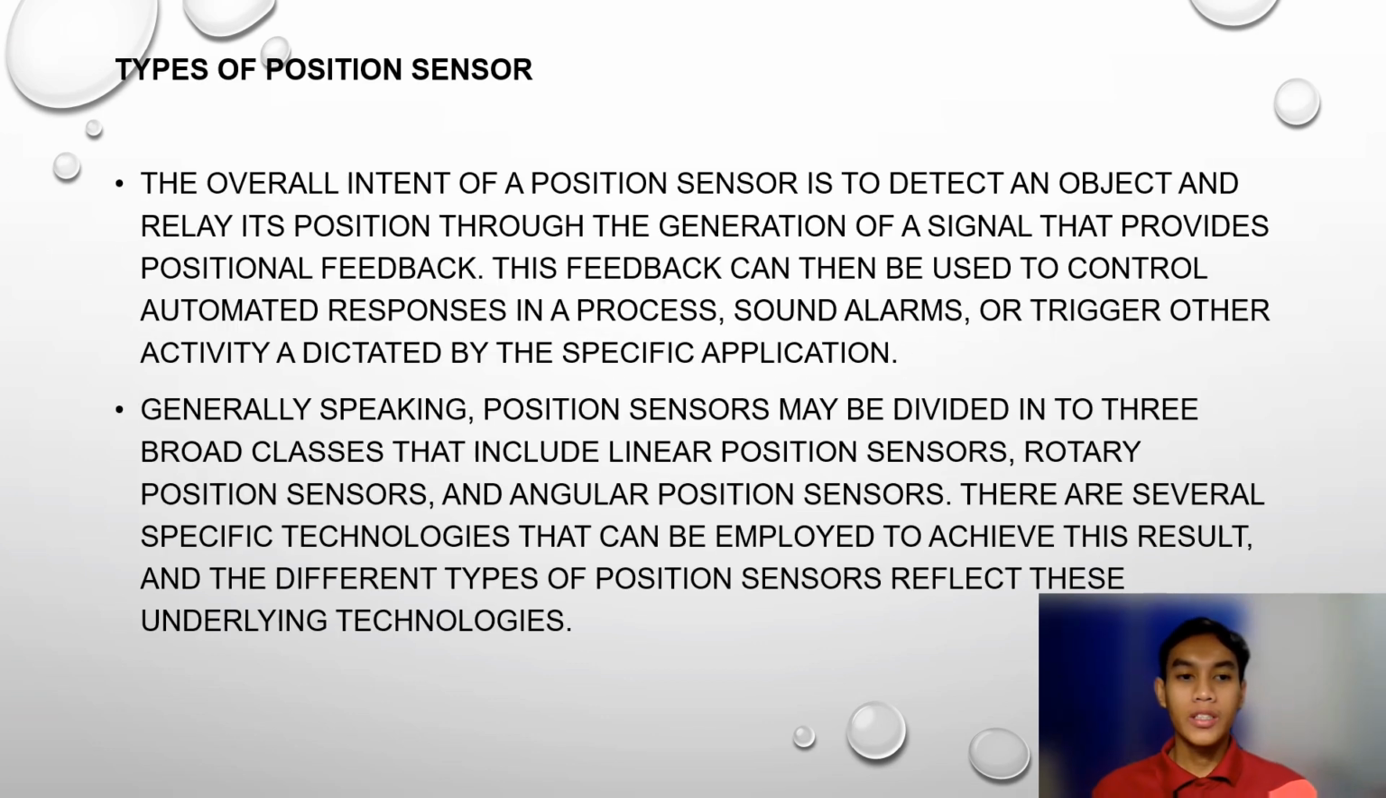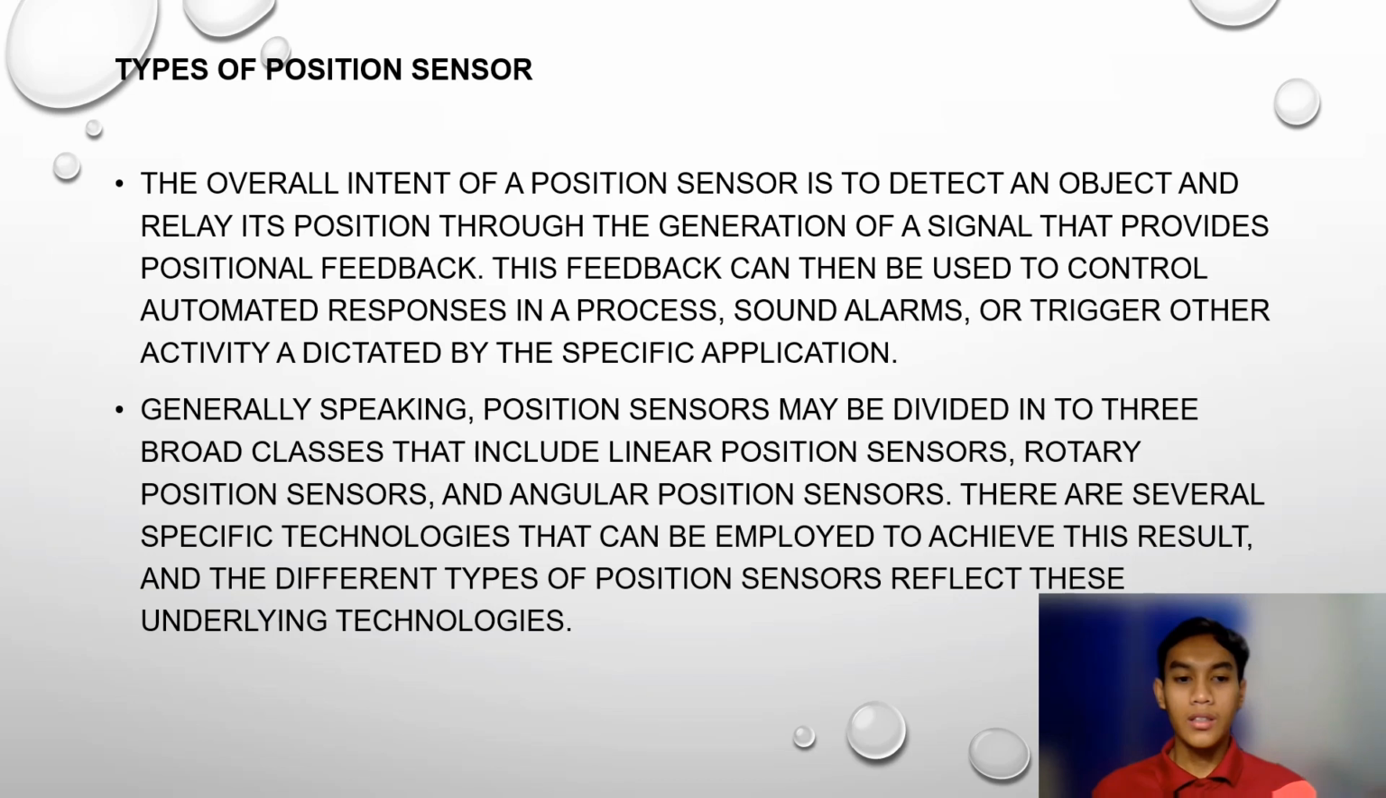Types of position sensor. The overall intent of a position sensor is to detect an object and relay its position through the generation of a signal that provides positional feedback. This feedback can then be used to control automatic responses in a process, sound alarms, or trigger another activity detected by the specific application.